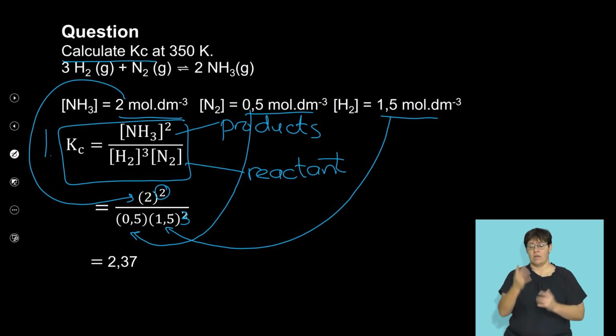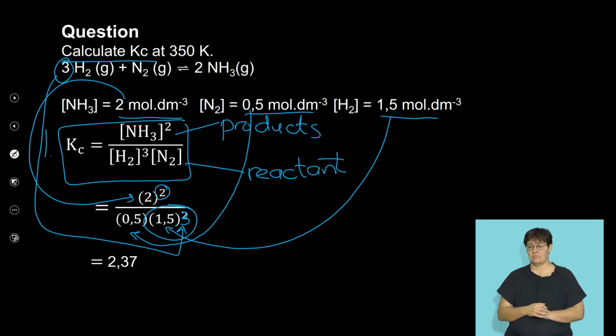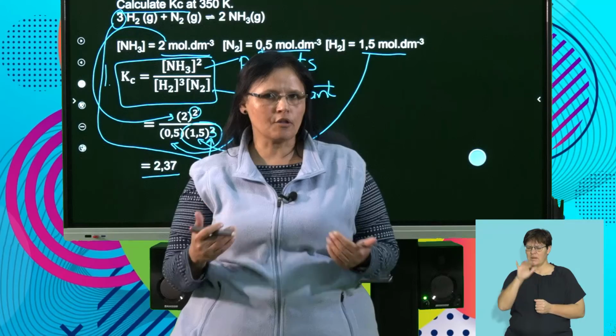So, if you work out this Kc, we have 2 exponent 2 divided by 0.5 times 1.5. Remember, 1.5 is exponent 3. That comes from the coefficient of our hydrogen. When we work this out, we get to an answer of 2.37. And what does that mean? You must always ask yourself, what does that mean for the yield of Kc?